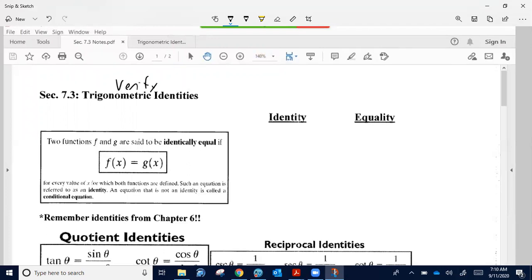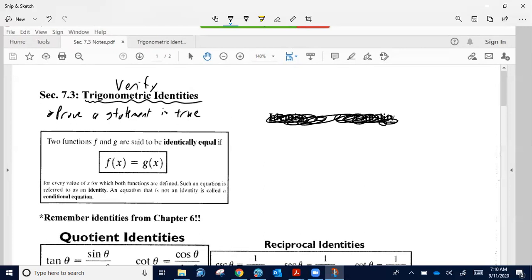So section 7.3 is about trigonometric identities, and really it's about verifying these things. That's going to come down to the idea that we need to show that we have a true statement. Prove a statement is true. That's what we are doing today. Now, to do this, there's kind of some rules we need to go over.